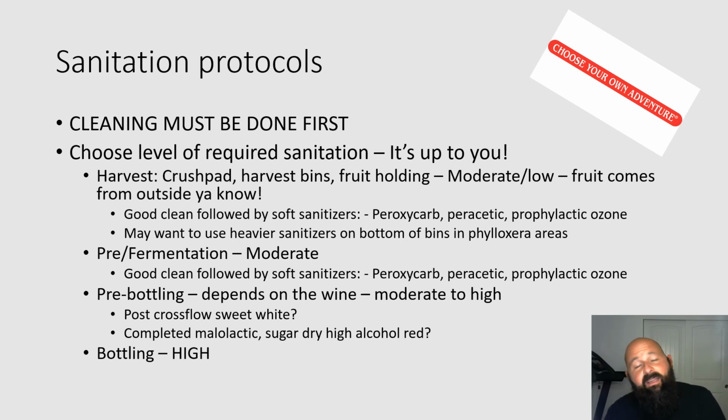Phylloxera does not like hydrogen peroxide. So one of the things I recommend you do is spraying the bottom of the bins to protect against vineyard transmitted diseases moving from one vineyard to the other. So after you get done cleaning your bins or any of your trucks or your tractors, spray them off and then spray them down with peracetic acid.